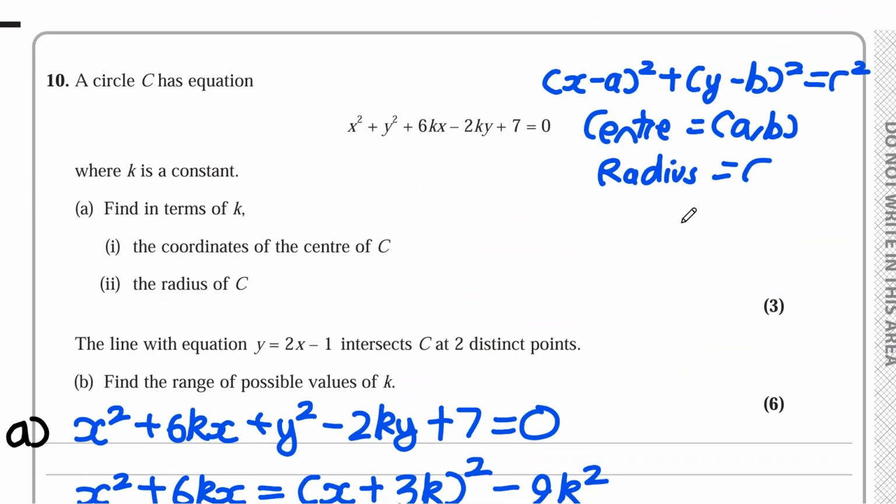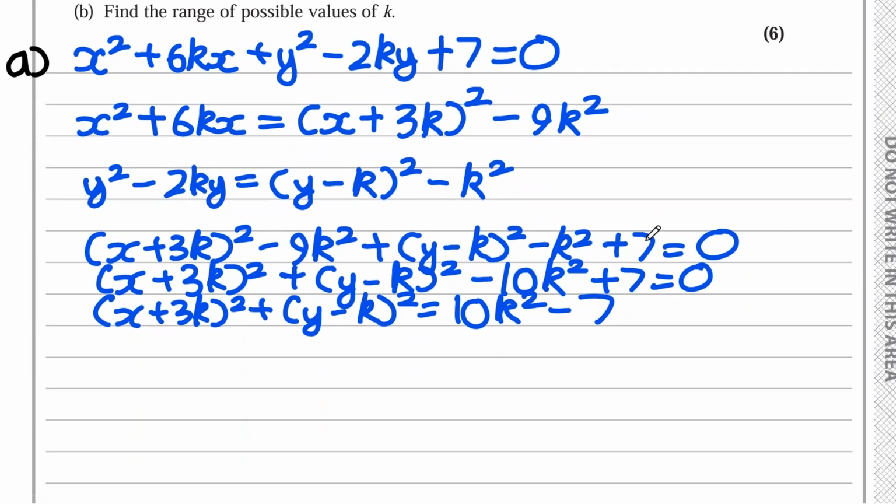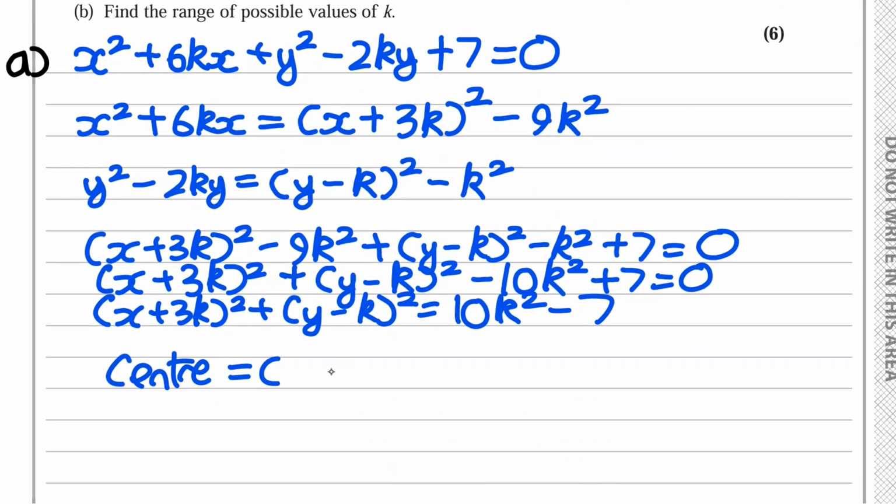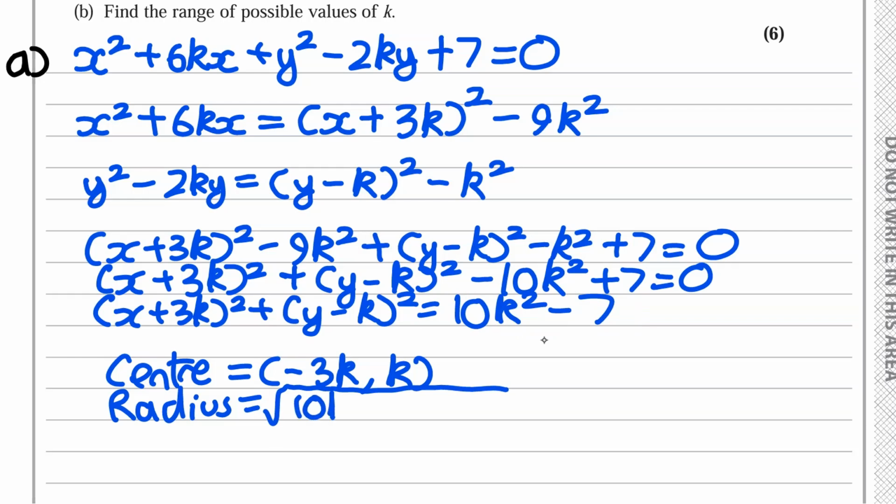So now we have this in this format, where the center is going to be, remember, it's x minus a, so here it's going to be minus 3k, and then the y term is going to be plus k, and the radius is going to be the square root of this number, so the square root of 10k squared minus 7. So this is the center and this is the radius.